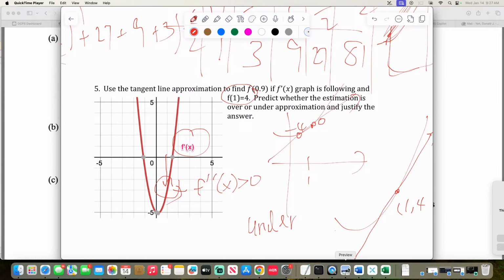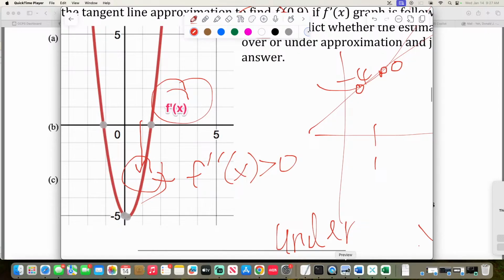They say tangent line approximation. That means you have to be able to draw a tangent line, right? And they say, well, find f of 0.9, given f of 1 equals 4. Then you say, let's look at this. This is f prime of x. But at 1 is right here. What's my f prime of x?